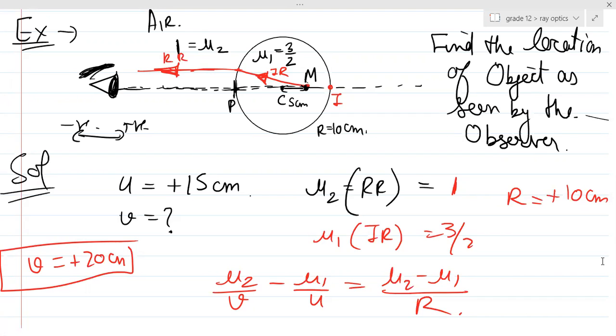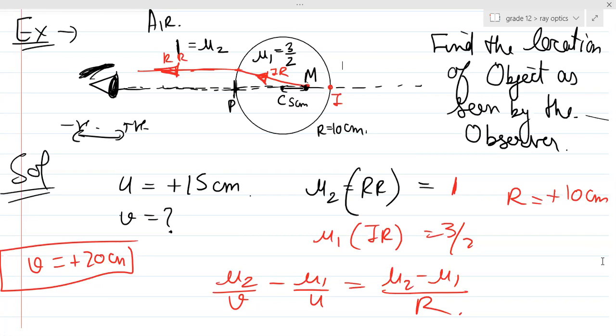Done. With this, I'm done with the refraction through curved surfaces and all. And I already told you to leave certain pages in the reflection part as well. Leave only one page over here, guys. Okay? Leave only one page over here.